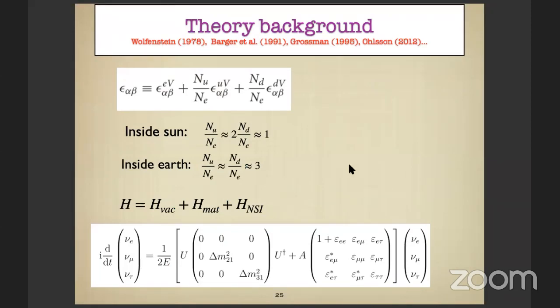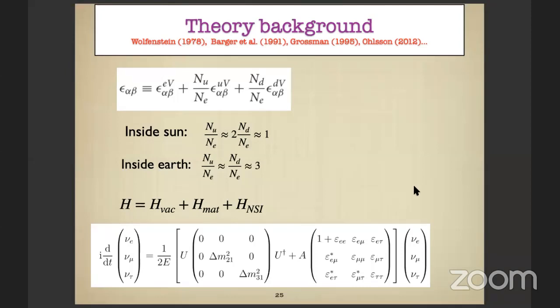So from the NSI Lagrangian, one can do some algebra and arrive at the neutrino Hamiltonian, where now one has 3 terms. Apart from the vacuum Hamiltonian and matter Hamiltonian, one can have an NSI Hamiltonian. And this NSI Hamiltonian can be parameterized using these parameters, epsilon alpha beta. So it can have 3 real diagonal NSI parameters, namely epsilon ee, epsilon mu mu, and epsilon tau tau, and 3 complex off-diagonal parameters, namely epsilon e mu, epsilon e tau, and epsilon mu tau. The other elements of the matrix are its complex conjugates.